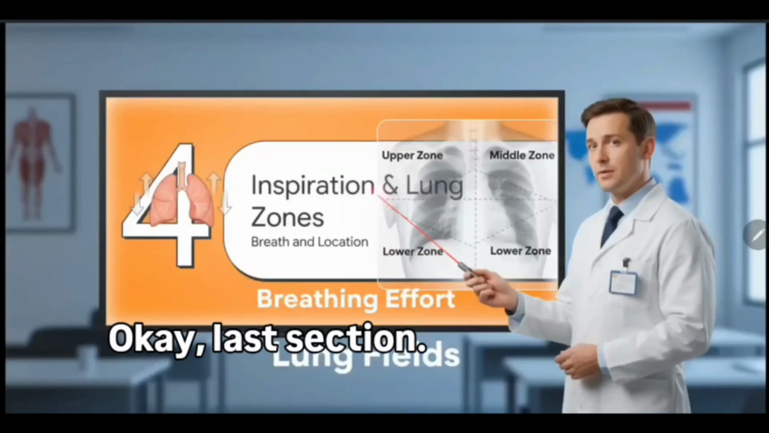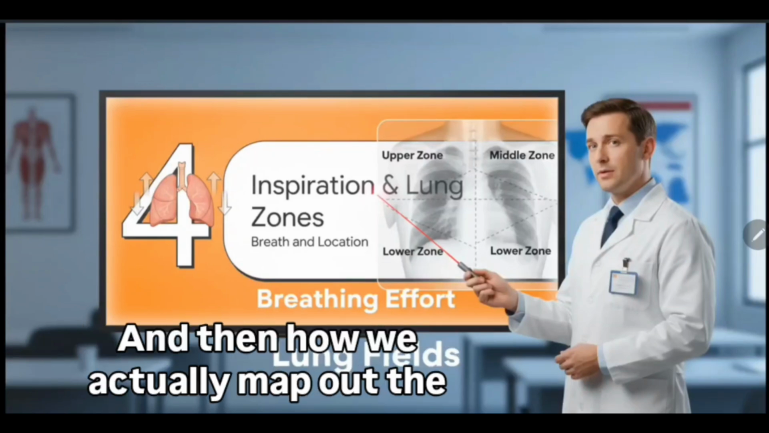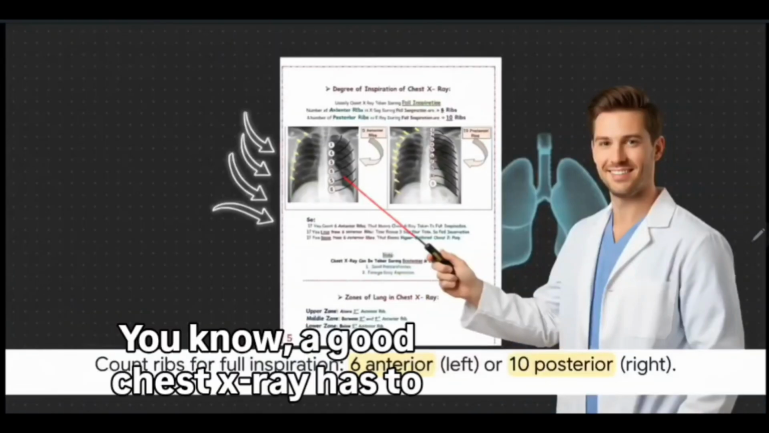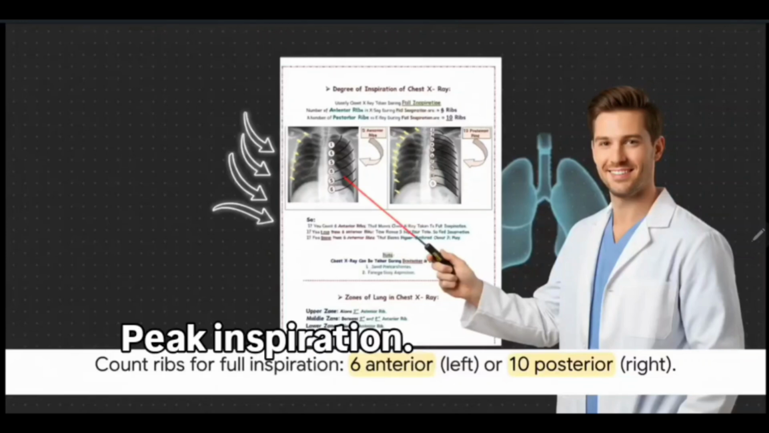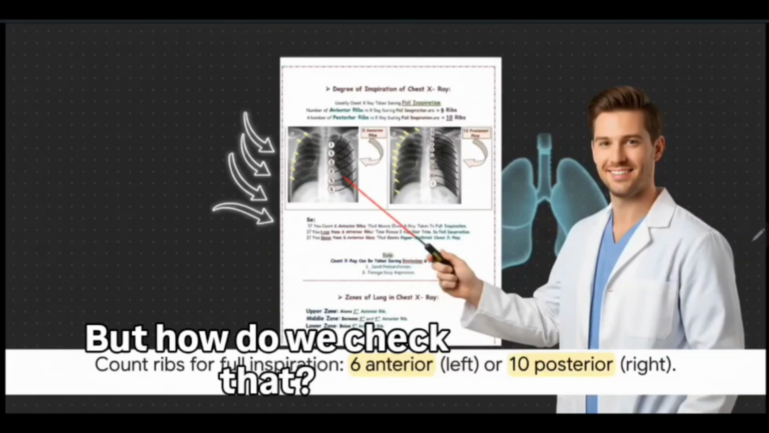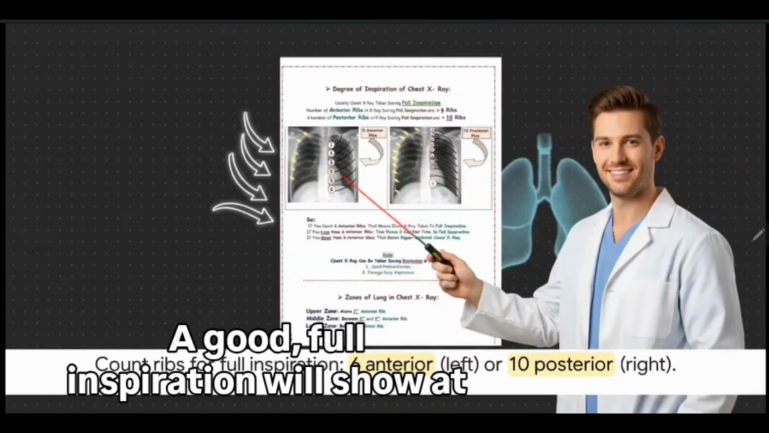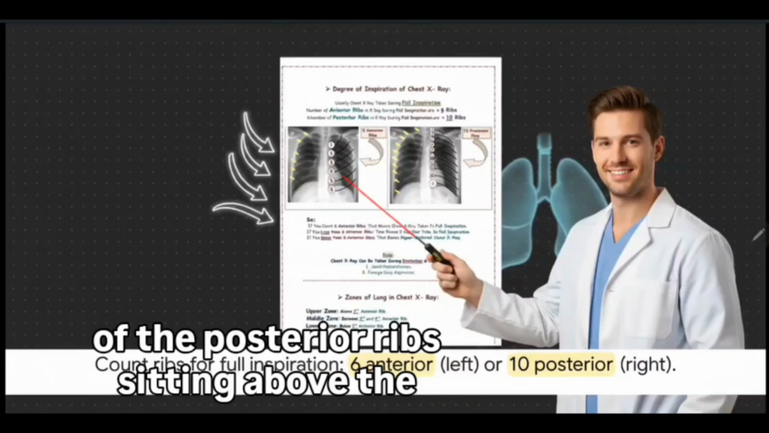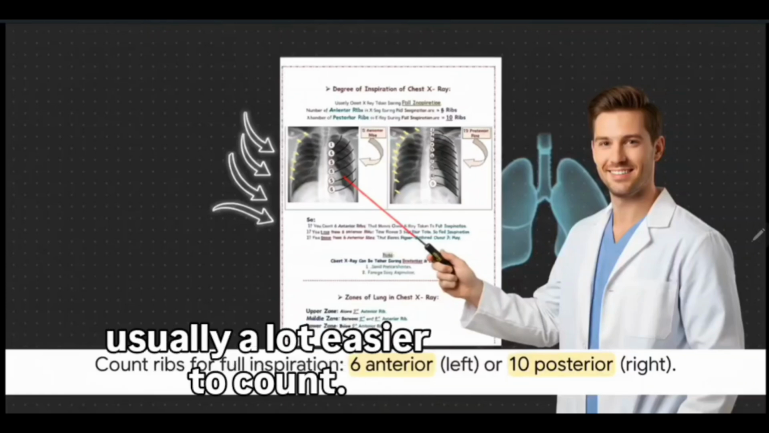Okay, last section. Let's talk about the patient's breathing, because that matters. And then how we actually map out the lungs to describe what we see. A good chest X-ray has to be taken when the patient takes a really deep breath in, peak inspiration. But how do we check that? Well, we count the ribs. A good, full inspiration will show at least 6 of the anterior ribs or 10 of the posterior ribs sitting above the diaphragm. A little pro tip, the posterior ribs, the ones that run more horizontally, are usually a lot easier to count.